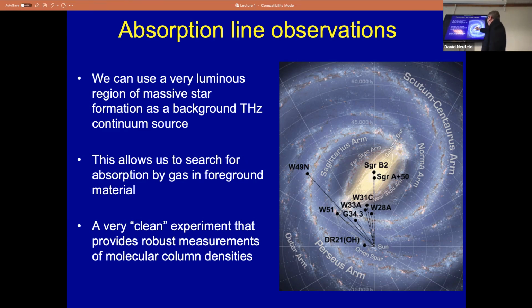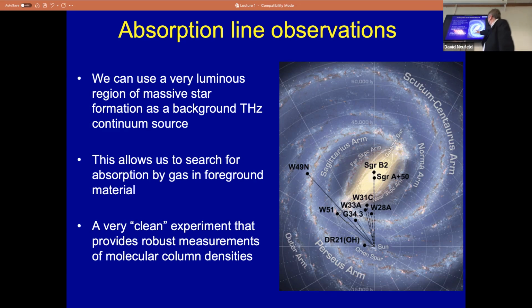So one can observe those background sources. And actually in this program that we had, we observed all these sources, but we weren't actually interested in these sources except as sort of background lamps against which we could see much more diffuse gas that happens to lie along the line of sight. And this gives us a very nice way of measuring then the column density or the surface density of any molecular species lying within these diffuse clouds along the line of sight to this background star-forming region.